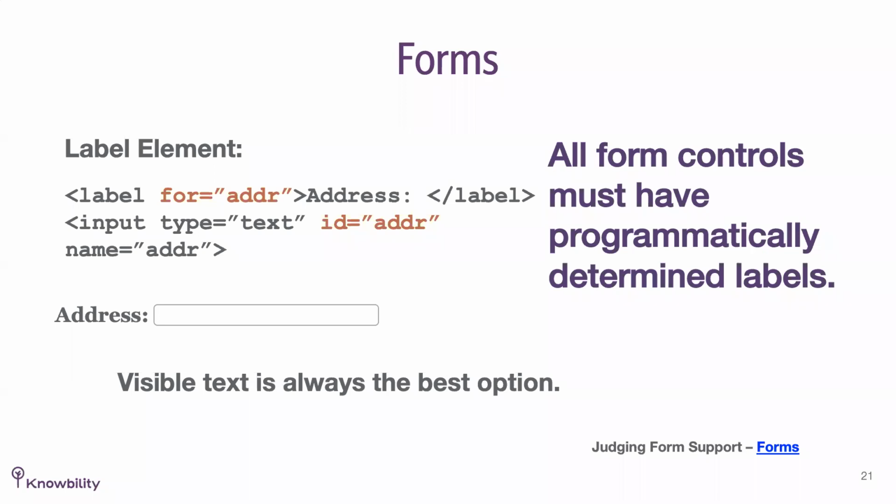Forms: form controls must have programmatically determined labels. And you're like, wow, what the heck does that mean, right? What's this programmatically determined? Basically, you need to make sure that your label is associated with your control. And visual text is always the best option.